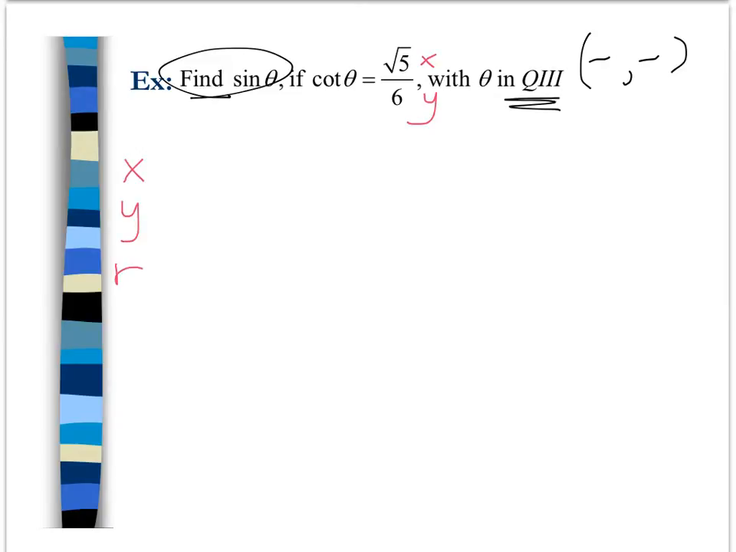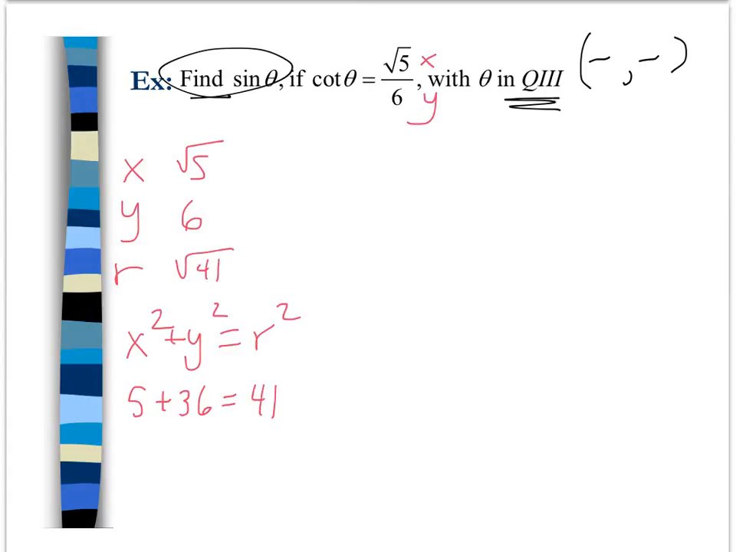So if I look at what I'm given, cotangent's x over y, I have root 5 over 6 for my x and my y values. Using Pythagorean theorem, I can solve for my r value. So 5 plus 36 equals 41, therefore r equals square root 41. Remember, r is always positive, x and y are both negative because we're in quadrant 3.